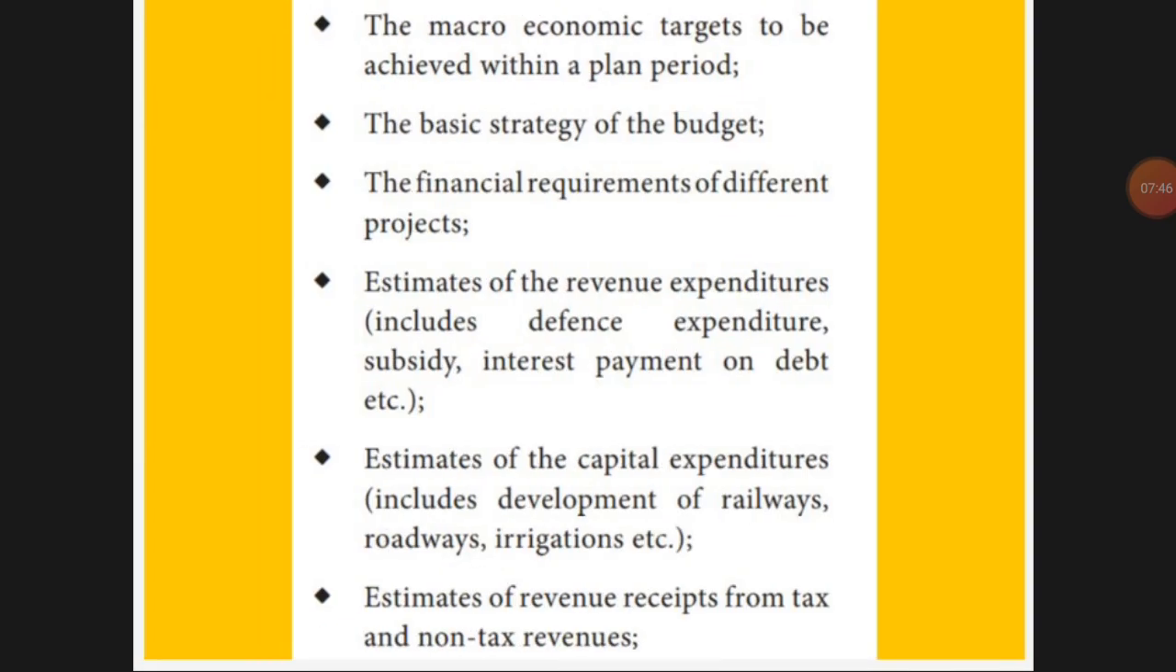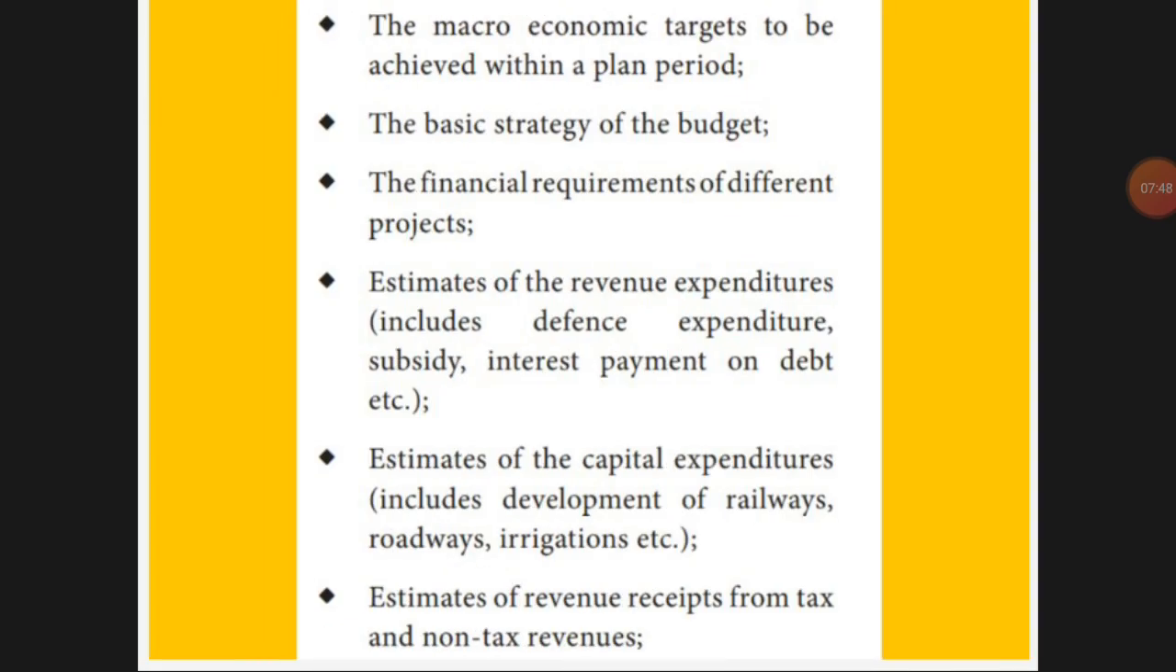First step, there are procedures, no? First, the macroeconomic target: within this year, how many months, and for each period the target has to be fixed. Next is strategy, meaning how it should be implemented and where it should be implemented. Next, how much money, how much fund is required for this budget, it has to be mentioned.